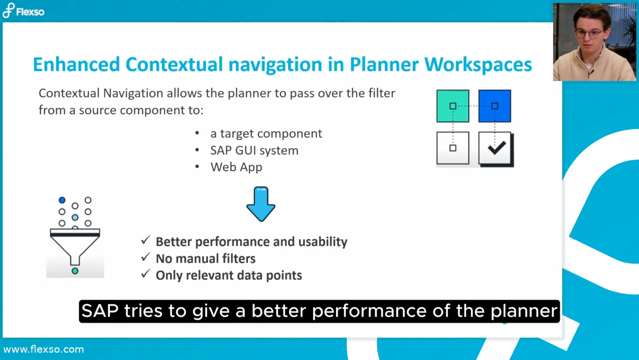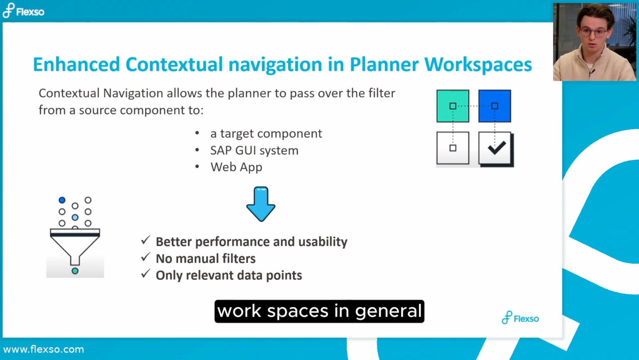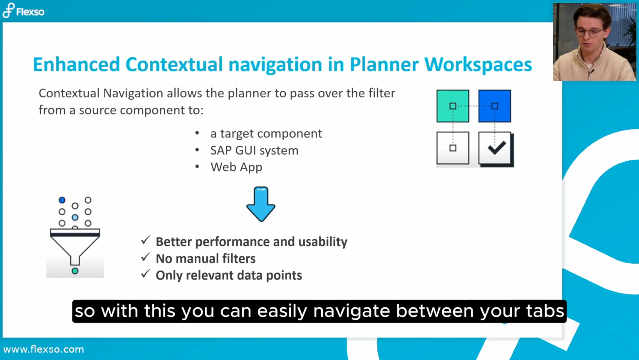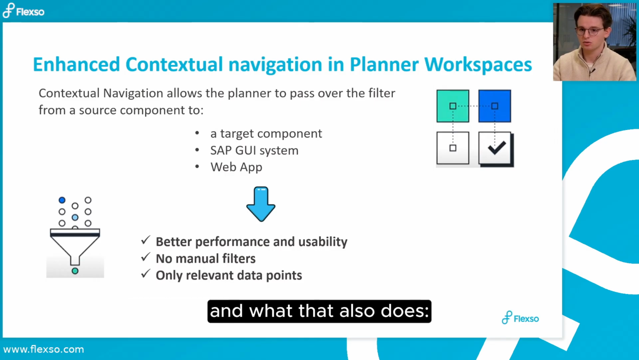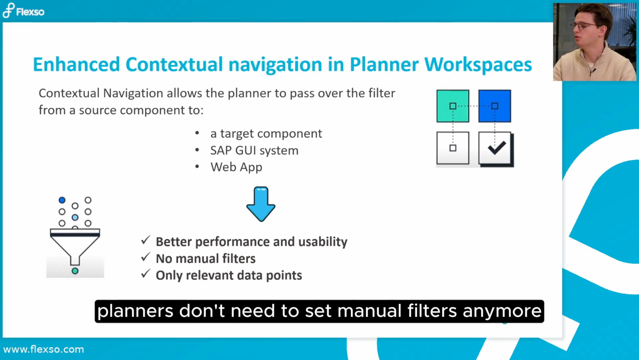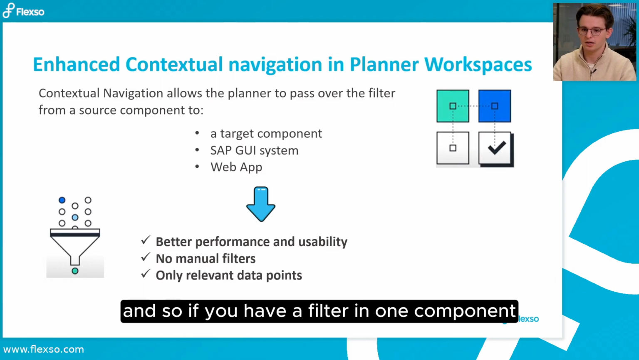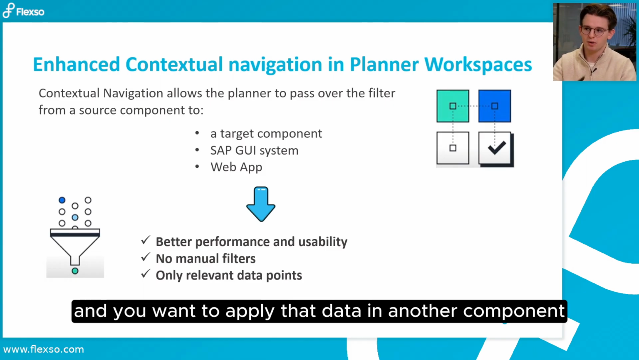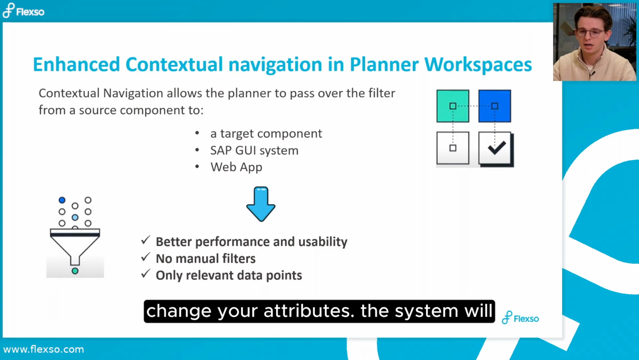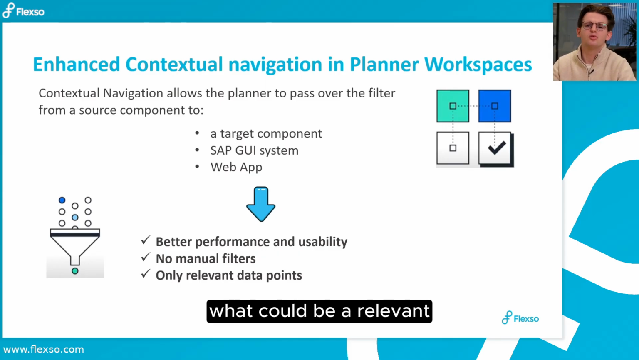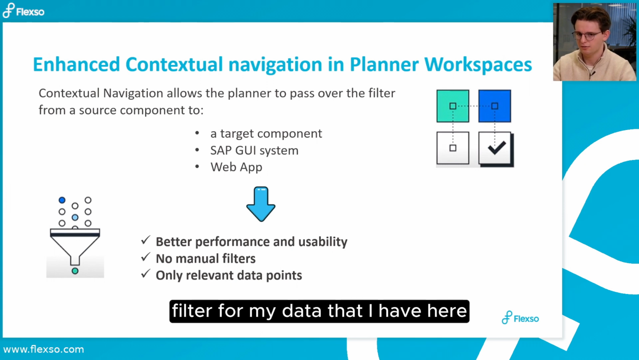Basically, SAP tries to give a better performance of the planner workspaces in general and a better usability for the planner itself. So with this, you can easily navigate between your tabs. You can easily see only relevant information. And planners don't need to set manual filters anymore. So if you have a filter in one component and you want to apply that data in another component, then you don't have to reset the filter or change your attributes. The system will do that automatically, and then you also don't need to think, okay, what could be a relevant filter for my data that I have here?